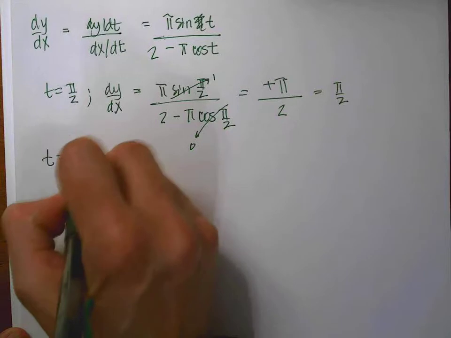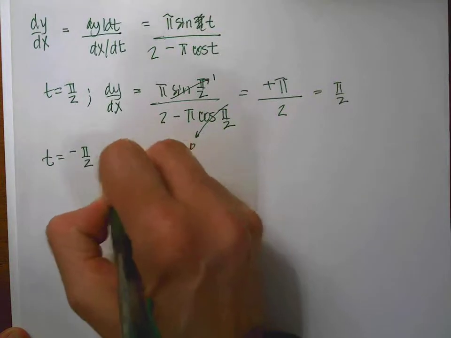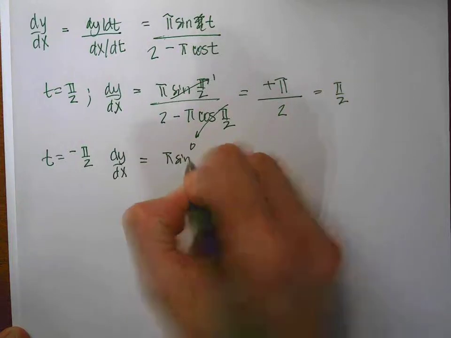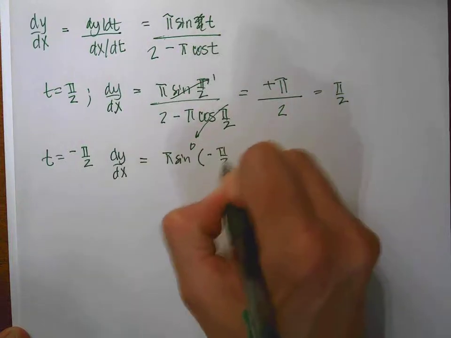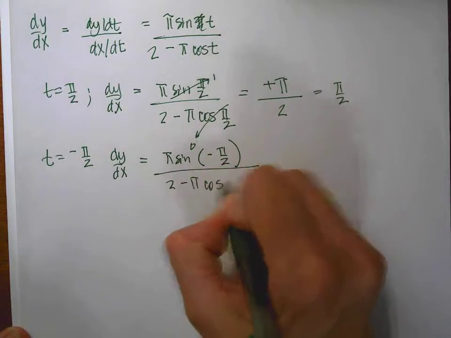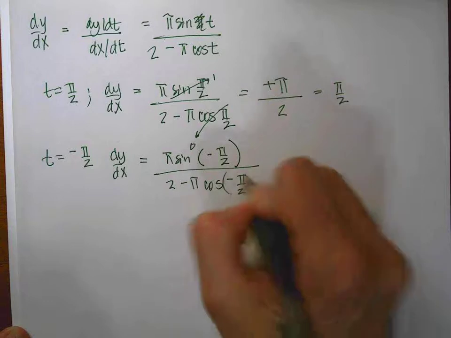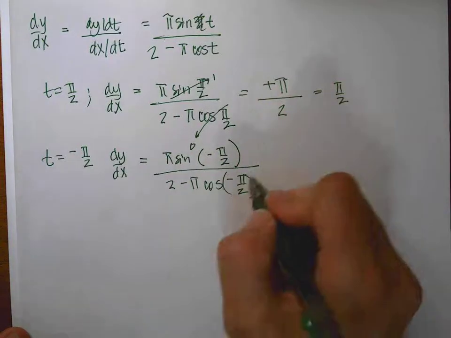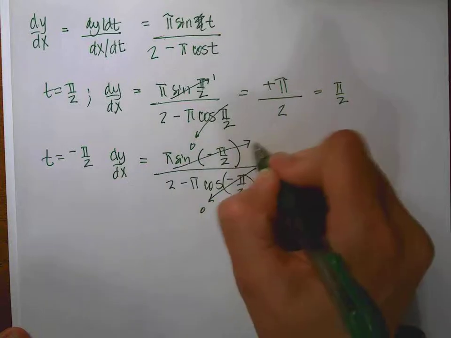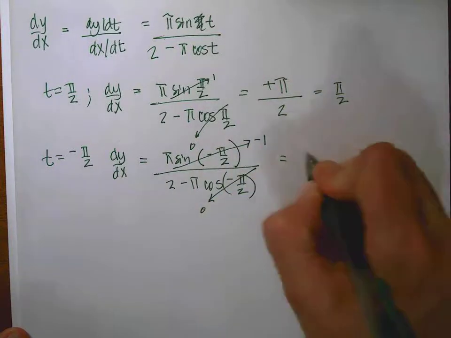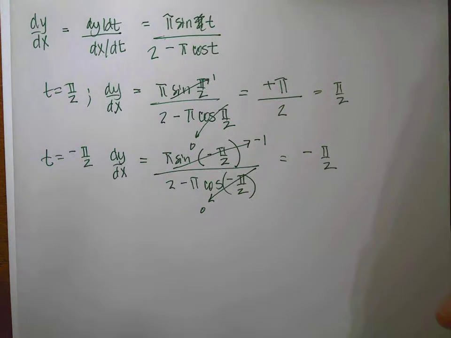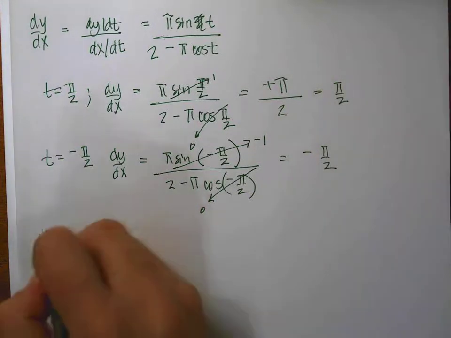Then I'm going to do the same thing for the negative pi over 2. My dy/dx at that point in time is pi sine of negative pi over 2, over 2 minus pi cosine of negative pi over 2. The cosine of negative pi over 2 still goes to 0, and the sine is a negative 1, so I'm going to have a negative pi over 2.